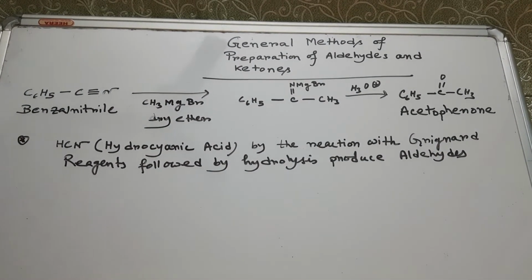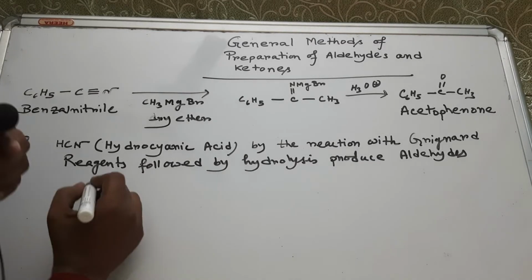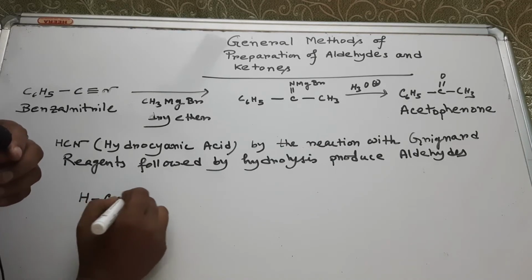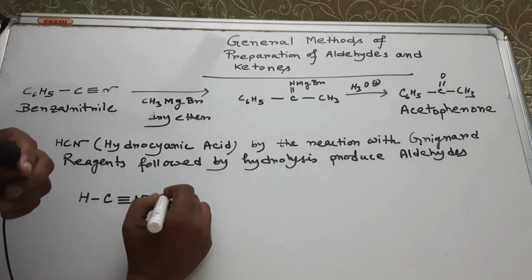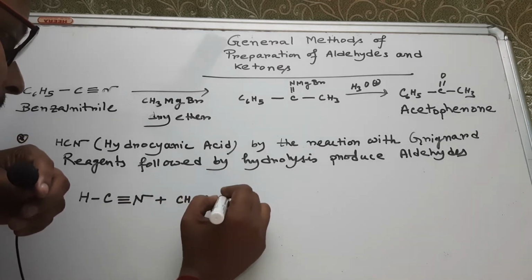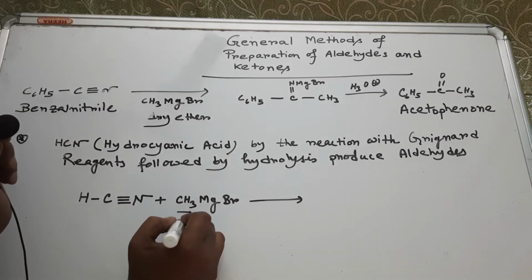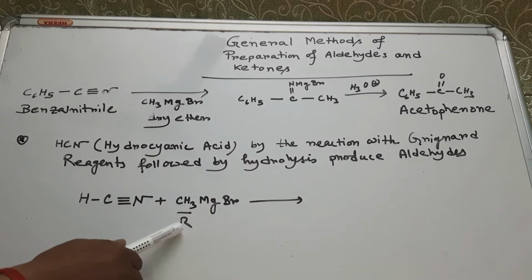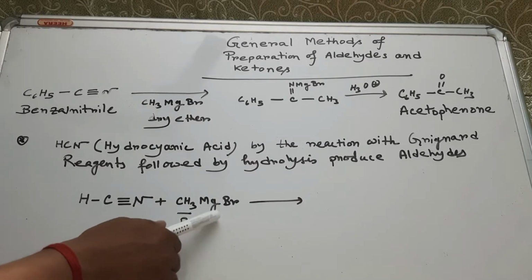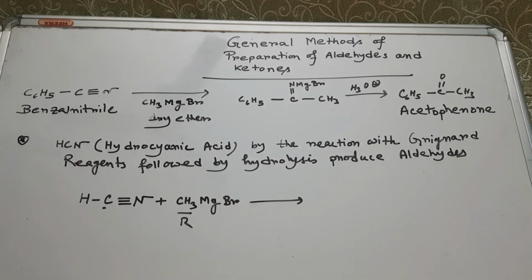I will again suggest you to write down the notes. What I'm writing on the whiteboard, you should write in your own copybooks. Okay. So start with HCN plus CH3MgBr. The main thing is the CH3 group or the alkyl group of the Grignard reagent will be migrated to the nitrile carbon.